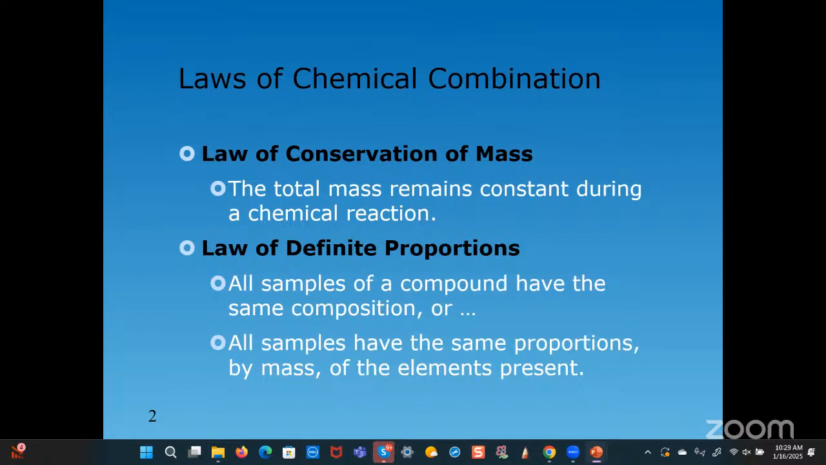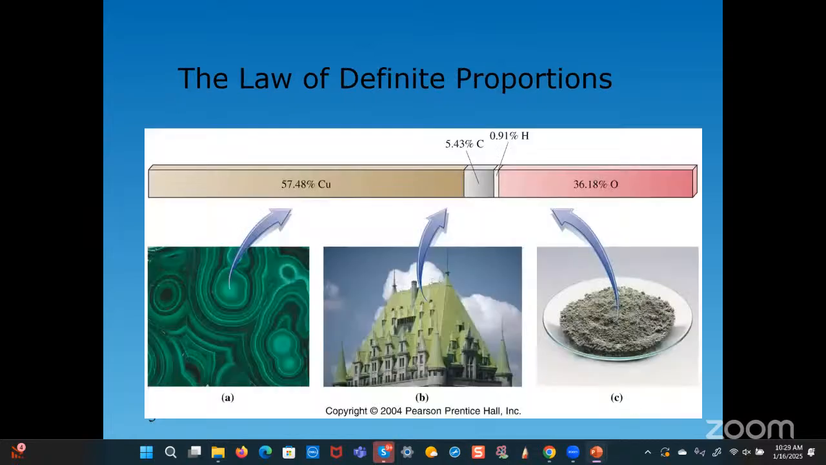For example, water is approximately 89% oxygen, and the remaining 11% is hydrogen. That is true for every sample of water, regardless of where you get the water from. And that is true for all compounds. They all have definite proportions. This is another example demonstrating this whole idea of definite proportions.